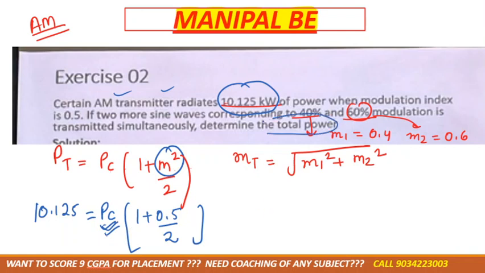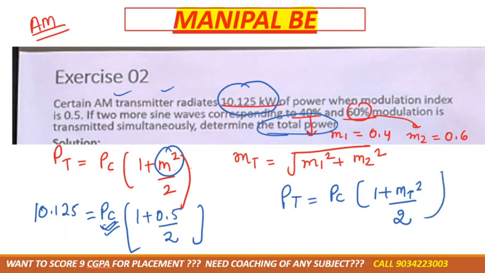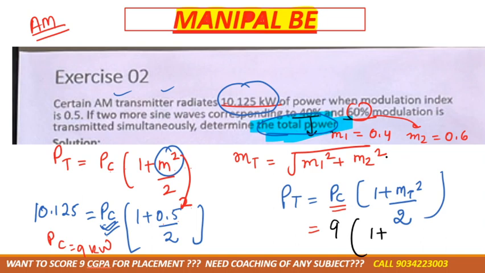Then similarly we need to use this formula again, that is total power, PT is equal to PC into 1 plus MT square by 2. First calculate the value for PC. After solving you will get PC is equal to 9 kilowatt. Now we can substitute the value of PC because they are asking the total power, that is PT. So PC is 9, 1 plus, and the modulation index we need to calculate as a combination of both.